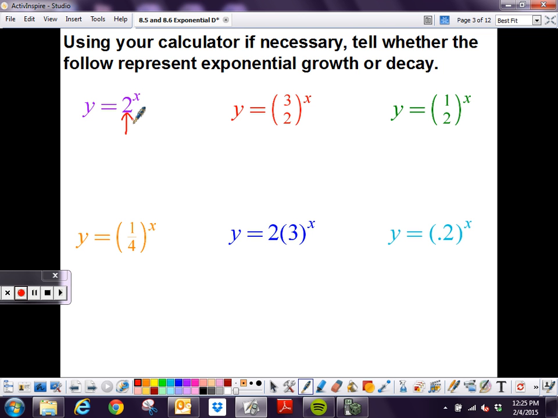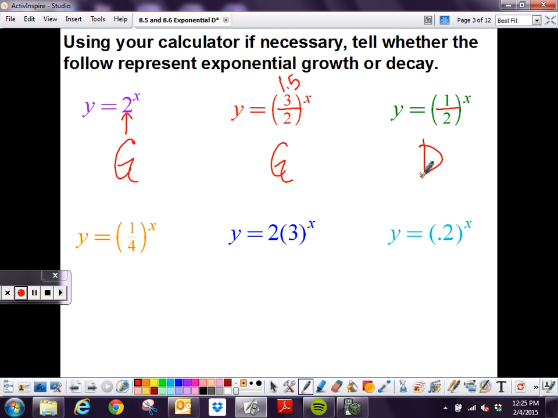Okay, just as a review, we talked about this last time. Remember, we're looking at this b term to decide if it is growth or decay. So here in this first one, 2, that's greater than 1, so that would be growth. The second one, 3 over 2, I have to think about, yeah, that's a fraction, but let's think about what that number is. That's 1.5, which is greater than 1. So that one's also growth. That's kind of a tricky one because when you see a fraction, you're used to thinking that's decay.